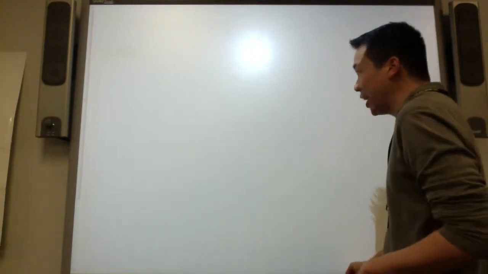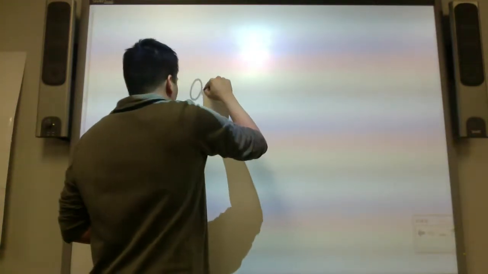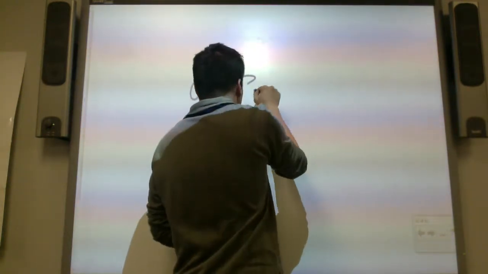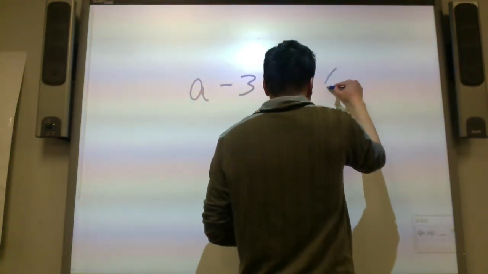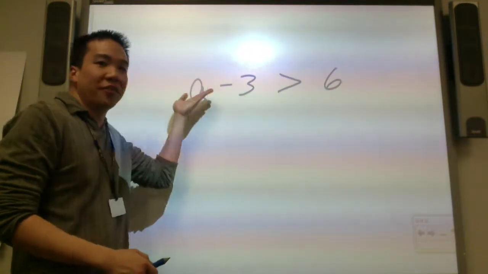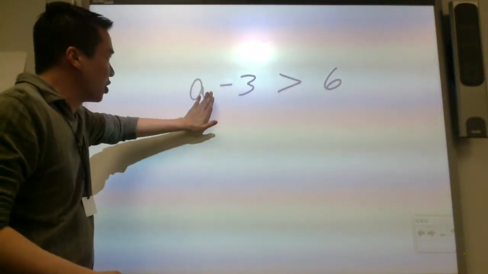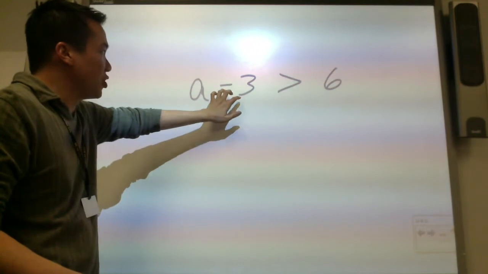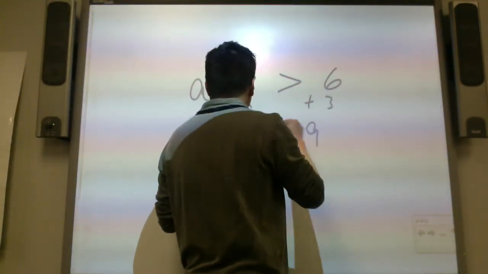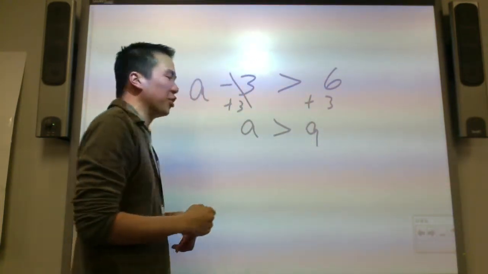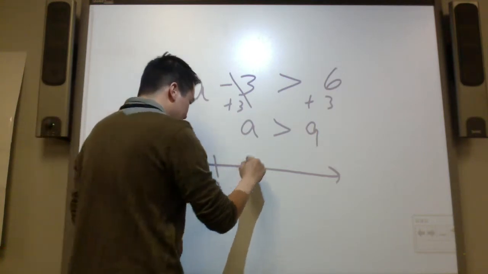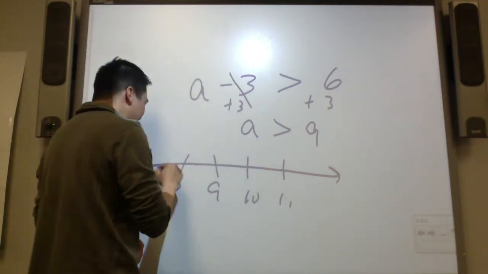If you are given an inequality like, let's make it hard, A take away 3 is greater than 6, you solve for the variable. So I want to solve for A. You find the inverse operation of minus 3, which is plus 3. Plus 3. That's 9. So A has to be greater than 9. Then you will create a number line, and then you will graph it.